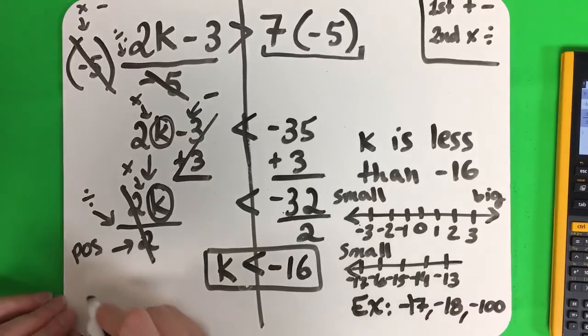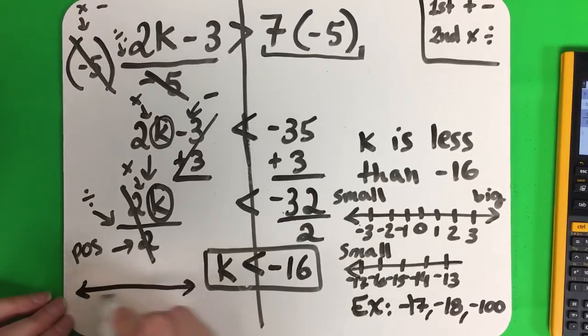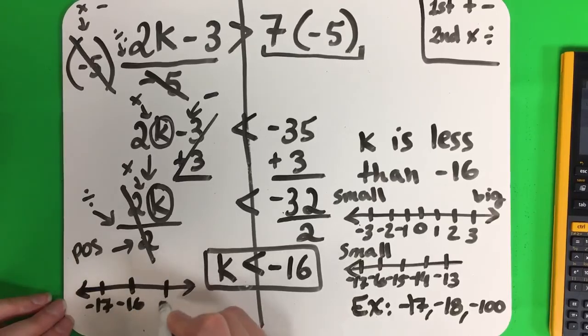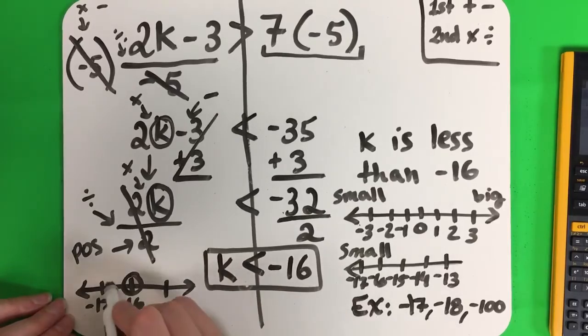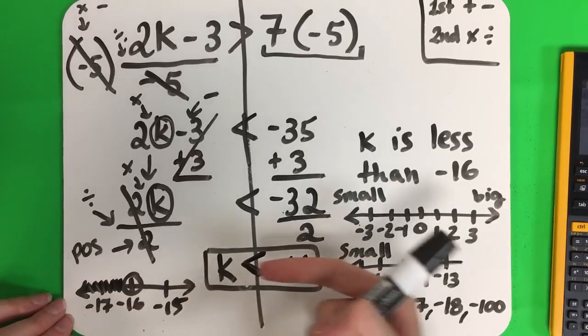Okay, and let's draw our little graph. So here -16, here -17, here -15, circle, no line, no color inside, no line, no color inside, and this is to the left, right? Because this is going that way.